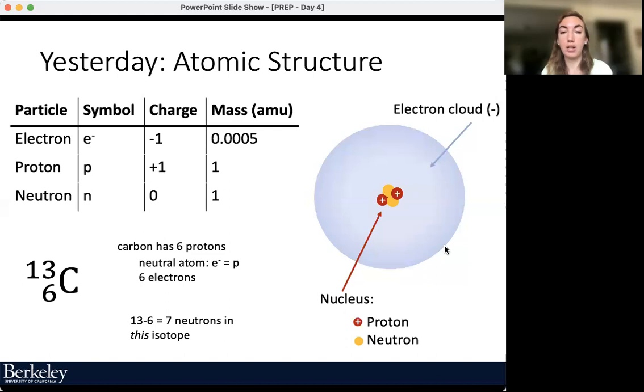Okay, so like I've said before, the electron cloud is super important, and where the electrons are and what they're doing will have a big impact on how atoms behave. So we're going to talk about electrons today.